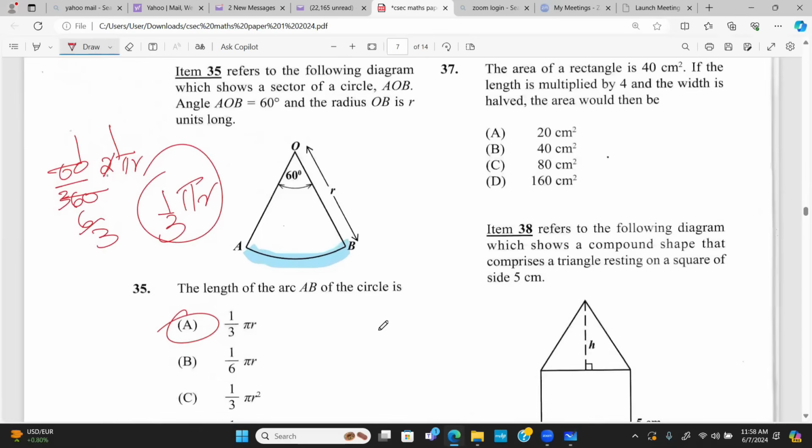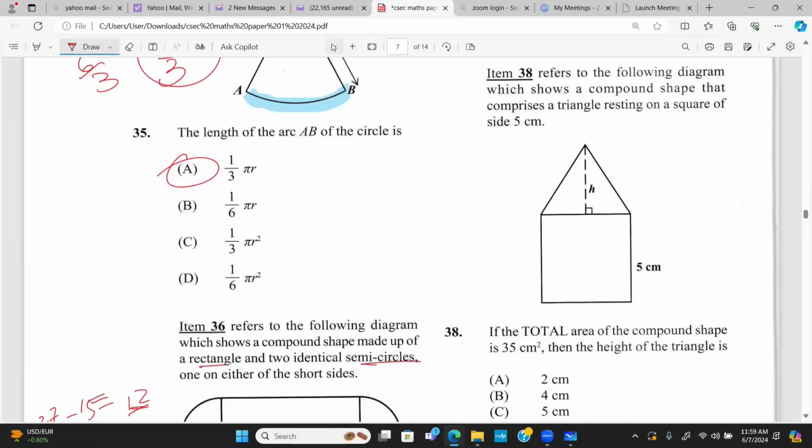37. 37 says the area of the rectangle is 40. If the length is multiplied by 4 and the width is half, what is going to be the area? All right, think about it. If we have a rectangle, area is length times width, so we can say LW. If the length is multiplied by 4 and the width is half, if you break down this idea, then you actually have 2LW. So area was already 40. You can see it doubles, so it becomes 80.